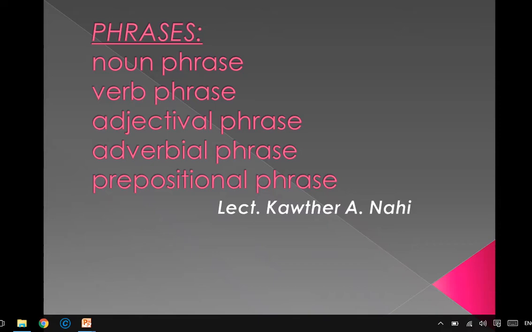Hello everybody. Last week we talked about adjectives and adverbs, and we know how they work in a sentence and why they are used.